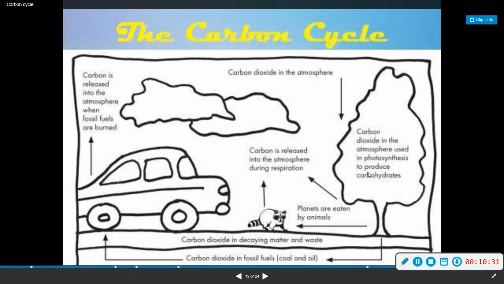So here's a carbon cycle that might be a little bit more familiar to you. We'll start with carbon dioxide in the atmosphere. Carbon dioxide in the atmosphere is used in photosynthesis to produce carbohydrates or glucose and oxygen. Then the plants are eaten by the animals. Carbon is released into the atmosphere during respiration, carbon dioxide in decaying matter and waste, and carbon dioxide in fossil fuels and coal when those things break down. And then you have your car, and its carbon is released into the atmosphere when fossil fuels are burned.